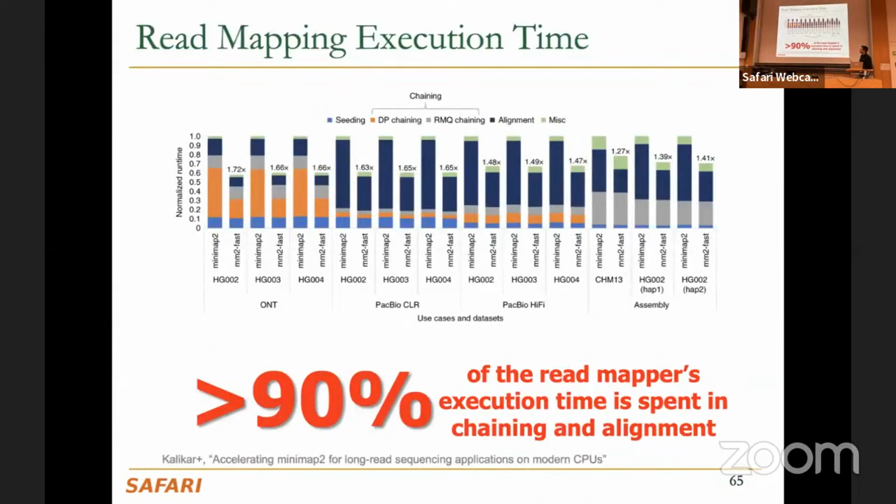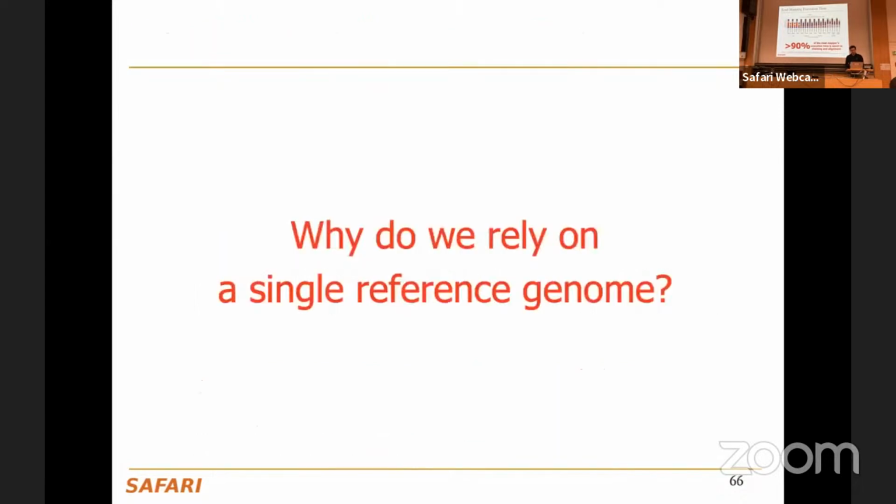But eventually what we see is that the dynamic programming computation inside the read mapping, which is mainly used in alignment and chaining, makes up almost the entire execution time of read mapping. The rest of the steps, for example, seeding, filtering, and so on, are not causing a huge computational overhead, but the DP computations are. So maybe one could look at how we can accelerate these steps. But the second question is, do we really need to rely on also a single, yeah, go ahead.